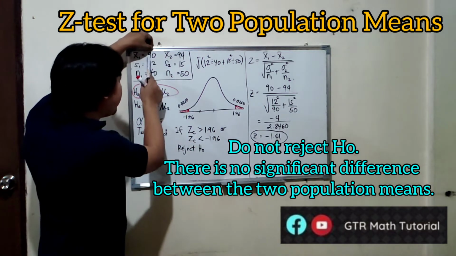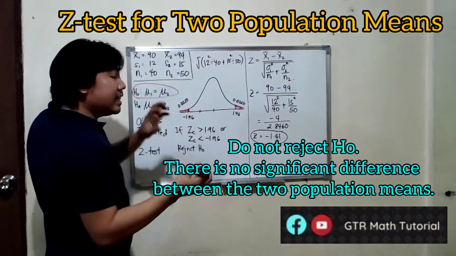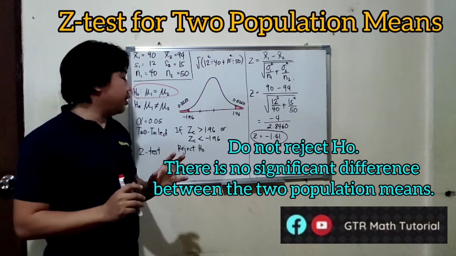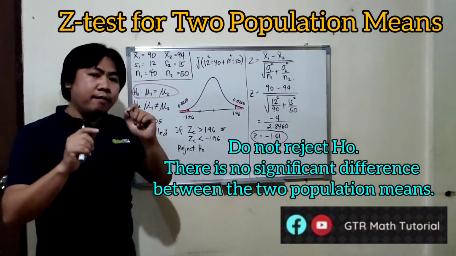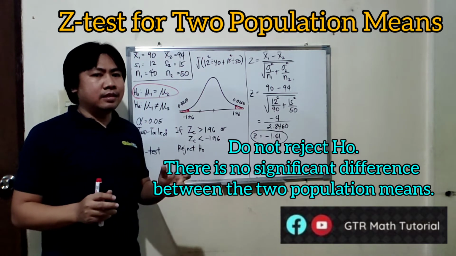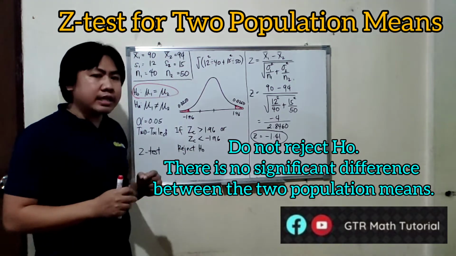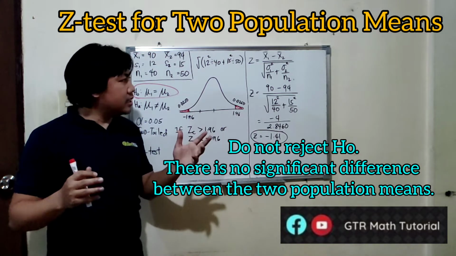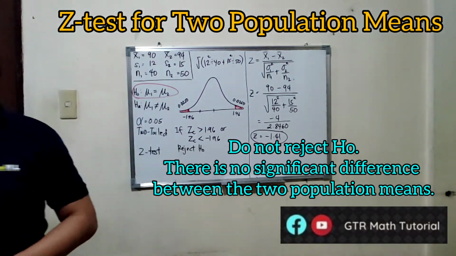So 90 for day classes and 94 for evening classes, the difference is due to sampling error. Okay? So sampling error lang yun. So the conclusion is there is no significant difference. So for evening classes, hindi nakaka-apekto yung work nila para dun sa test nila. Okay? So that's example number 1. So next example.